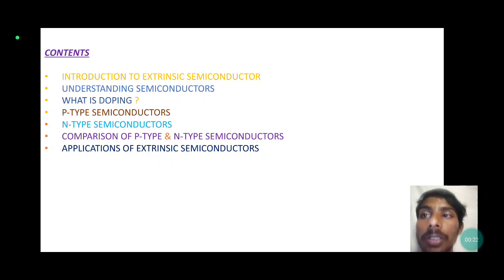Contents: Introduction to extrinsic semiconductors. Understanding semiconductors. What is doping? P-type semiconductors. N-type semiconductors. Comparison of P-type and N-type semiconductors. Applications of extrinsic semiconductors.